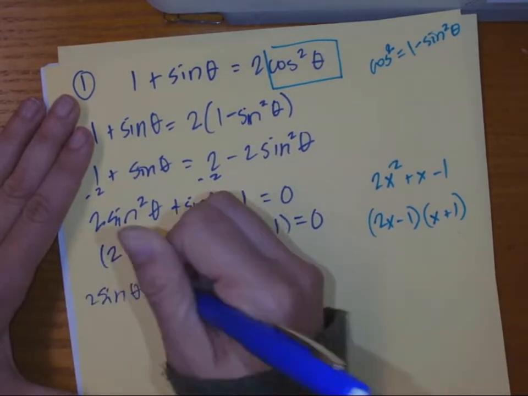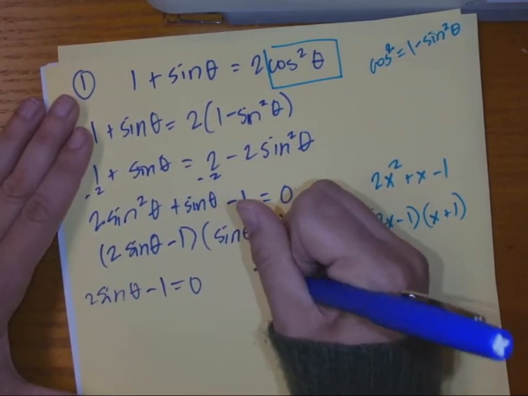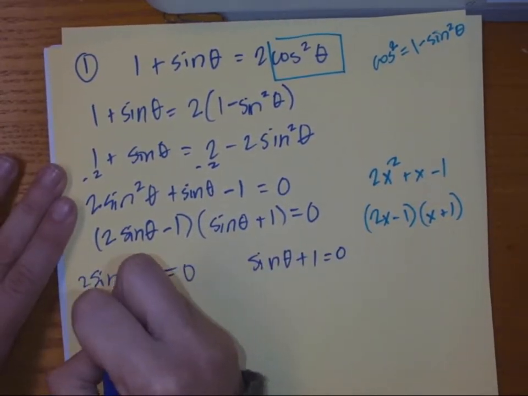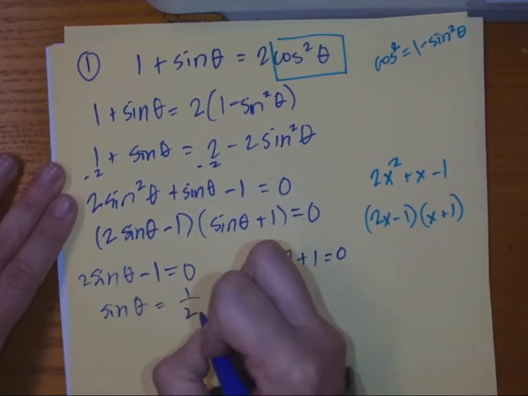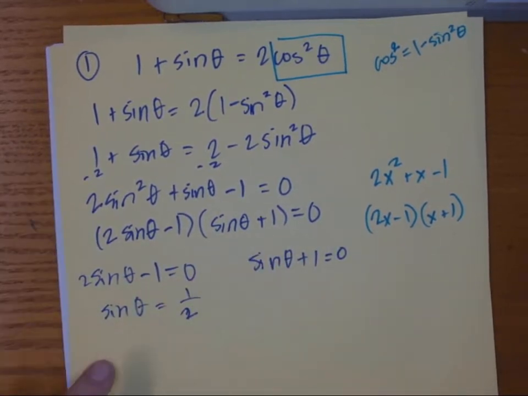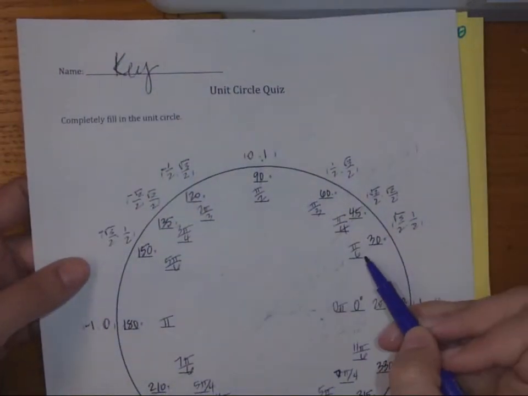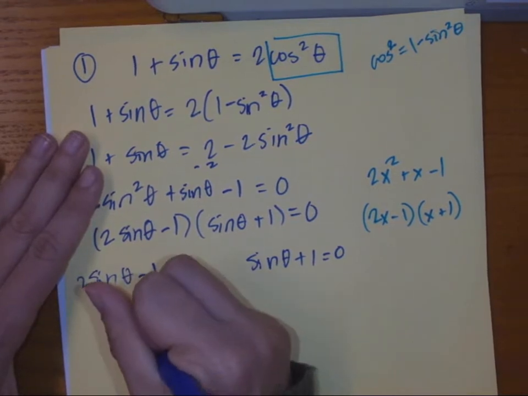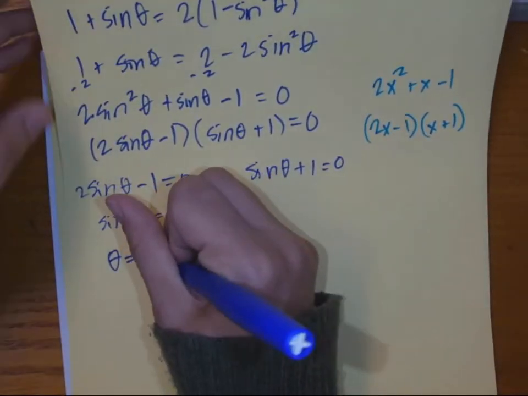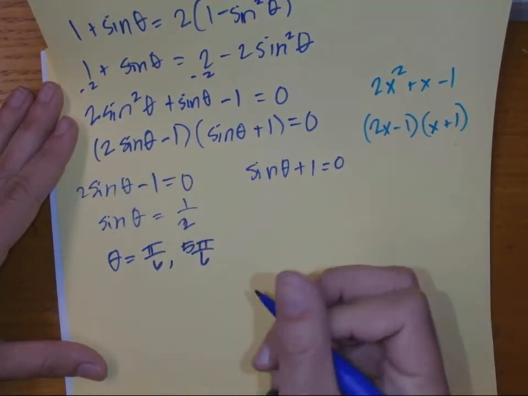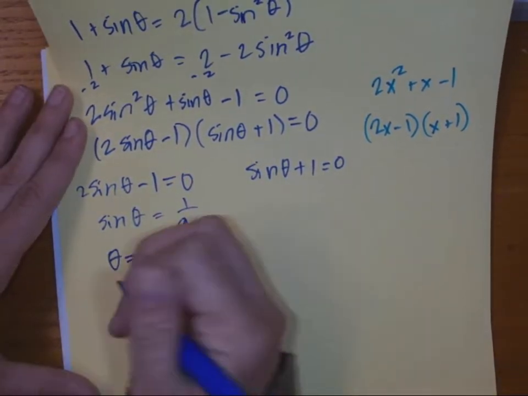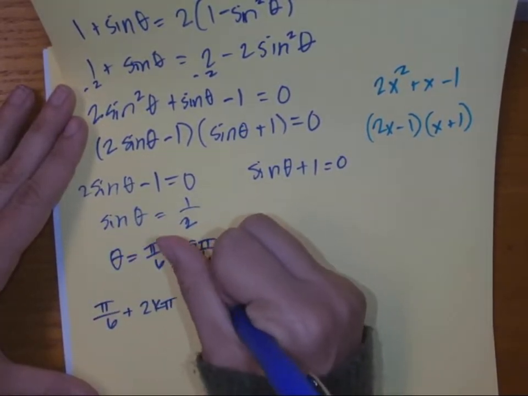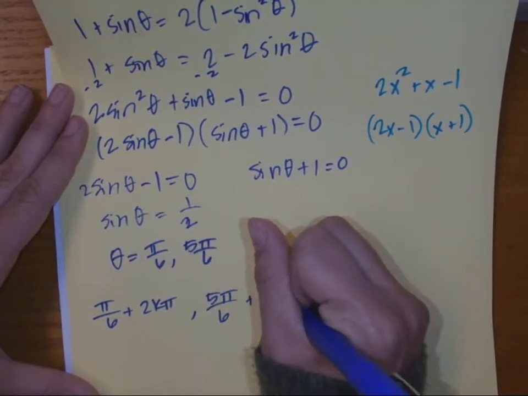So 2 sine theta minus 1 equals 0, and sine theta plus 1 equals 0. When I solve this, add 1 and divide by 2, I get sine of theta equals 1/2. Where on your unit circle does the y value equal 1/2? Pi over 6, 5 pi over 6. So theta equals pi over 6 and 5 pi over 6. Again, I have to write all the solutions here: pi over 6 plus 2k pi, 5 pi over 6 plus 2k pi.